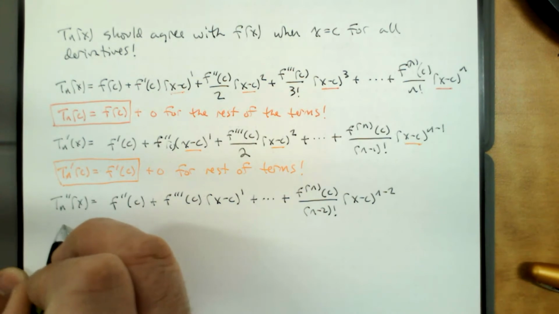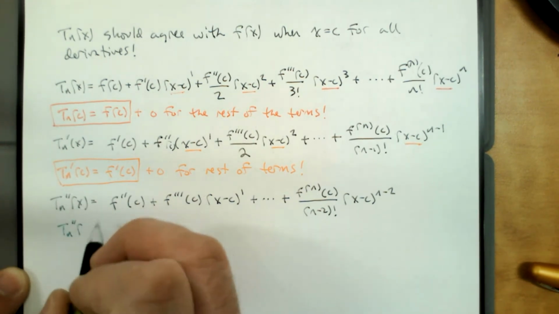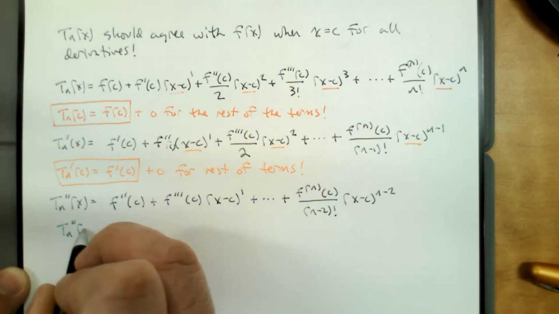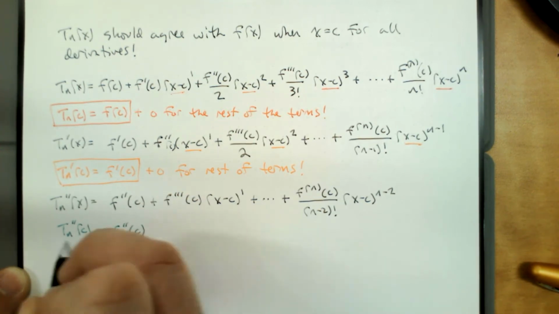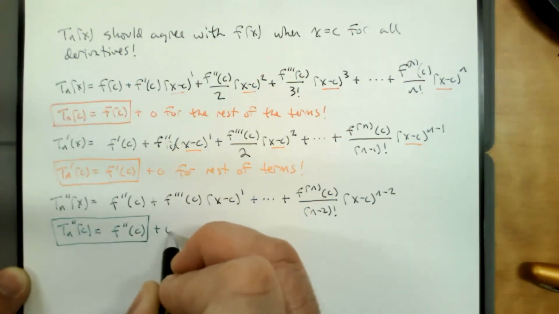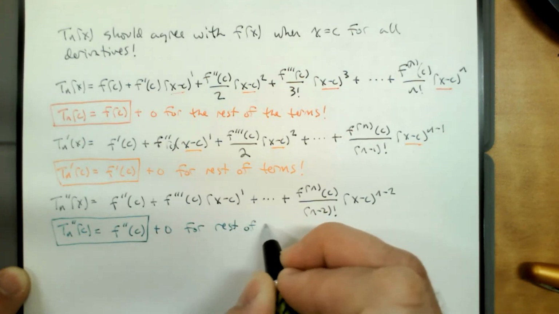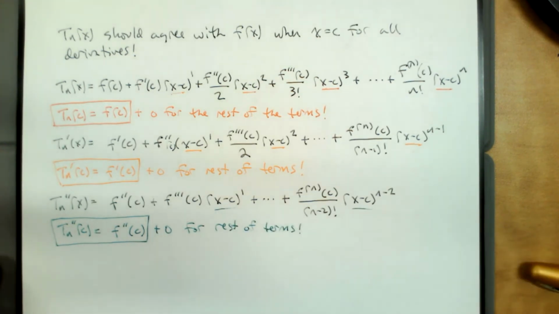If we evaluate the second derivative of the nth degree Taylor polynomial approximating f of x near x equals c, all I'm left with is f double prime at c plus 0 for the rest of the terms. For the same reason, they're all going to have a factor of x minus c. And when x equals c, x minus c is 0.